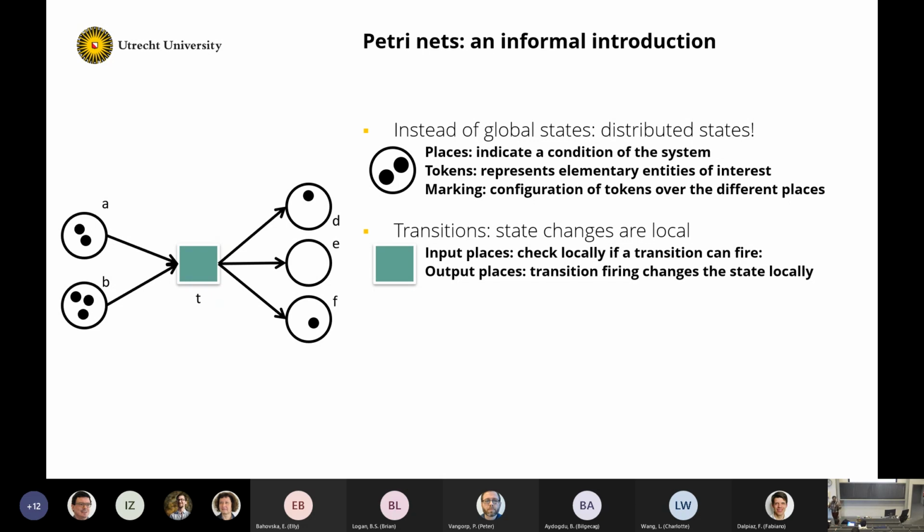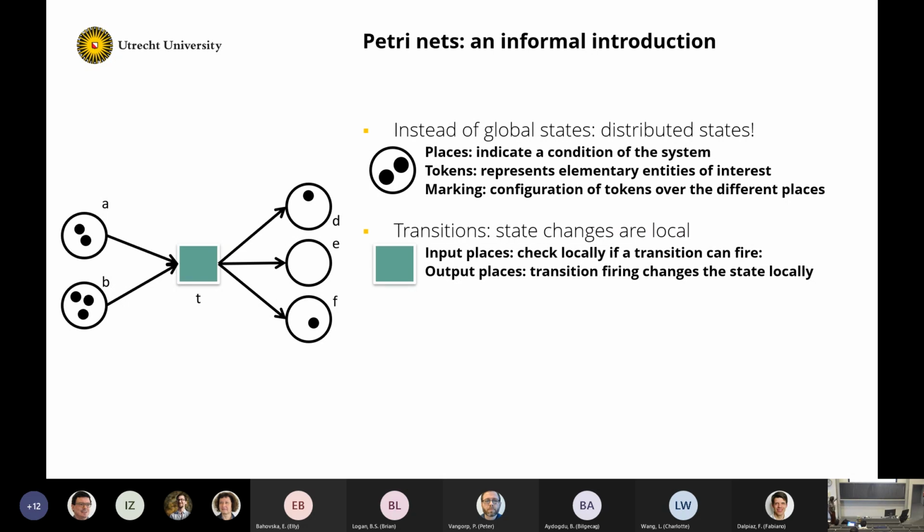And then a transition is a state change. And that is a local change. So what does a transition do? It checks for all the places that it is connected to, is there a token in that place? And if in all input places there's a token, then the transition says, I'm satisfied, I'm enabled, I can fire, I can do a state change. And then the state change is going for the output places. And so you remove a token from the input places and you produce it in the output places. So it's a local state change.